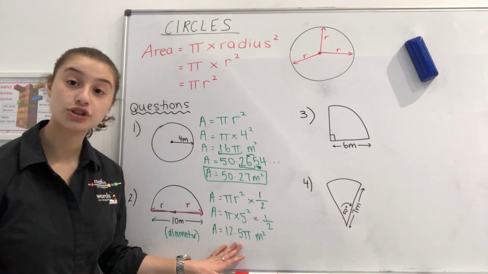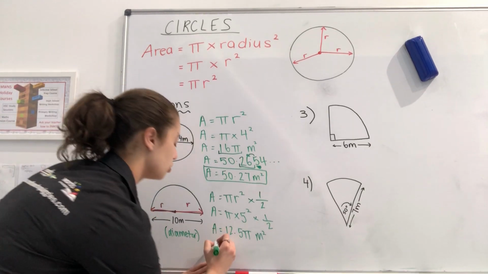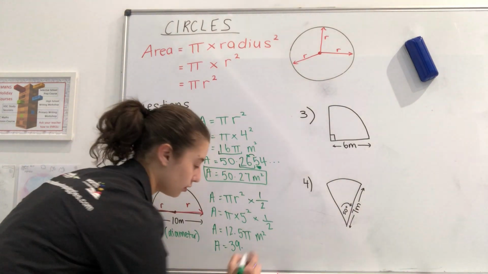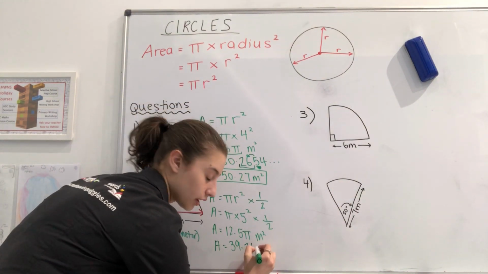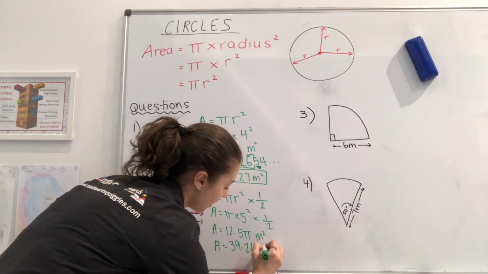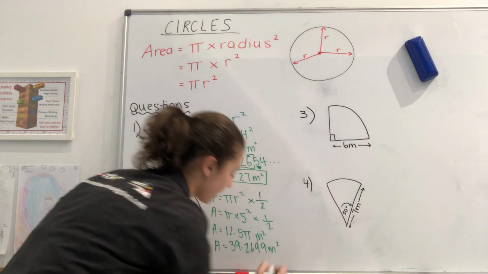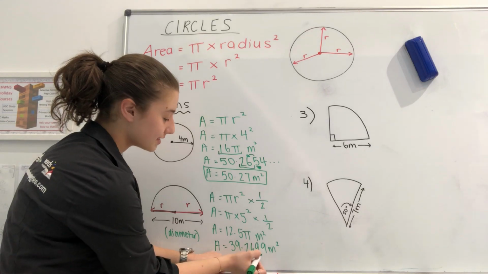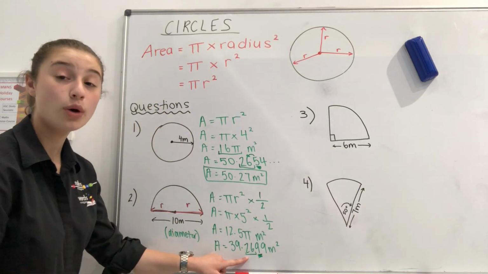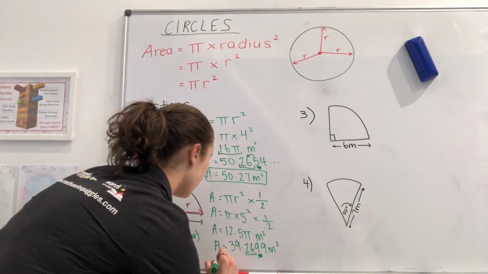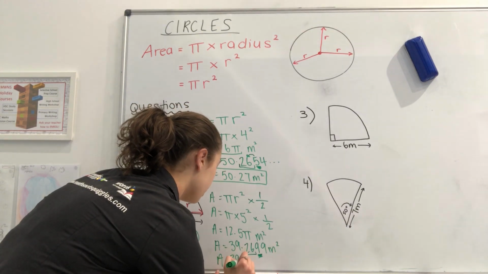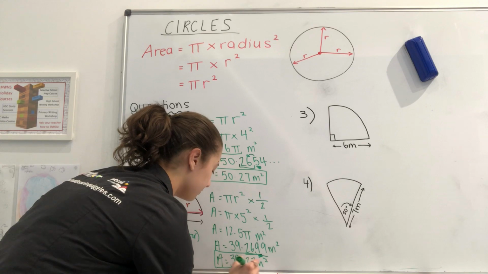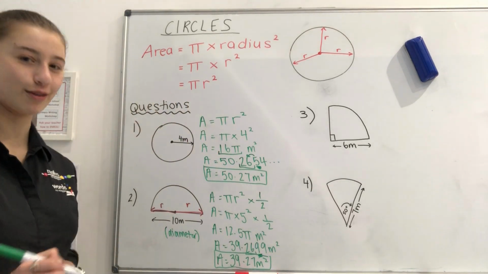Again, they may ask for a certain number of decimal places, so you would punch that into your calculator and get 39.2699 meters squared. Again, to 2 decimal places, we look at the third number there. It's a 9, which is pretty high, which means we're going to round up, and our final answer will be 39.27 meters squared. Just fit it in there on the board.